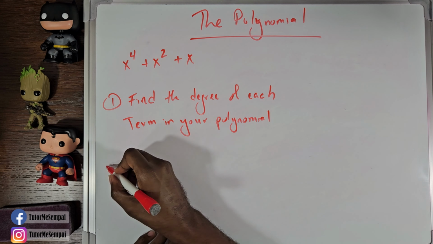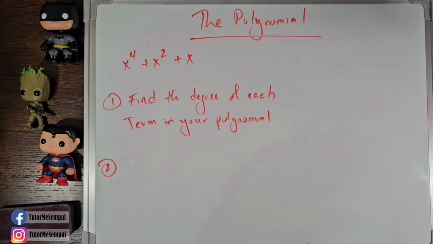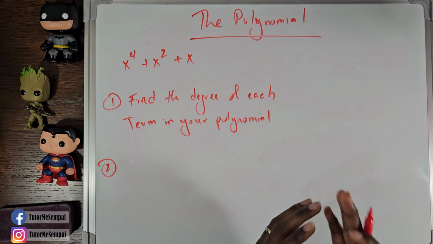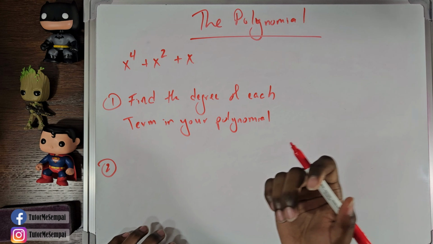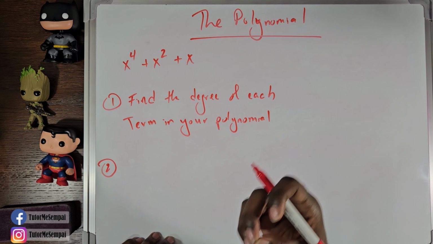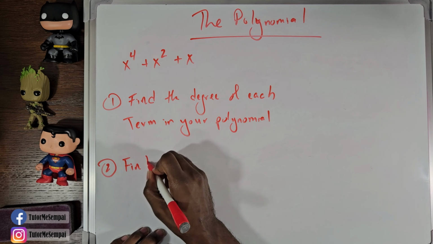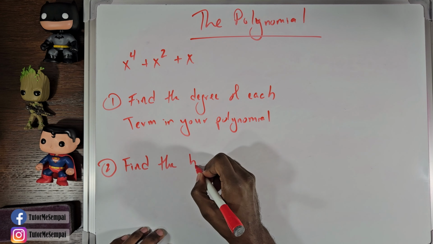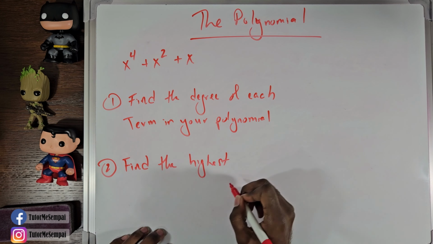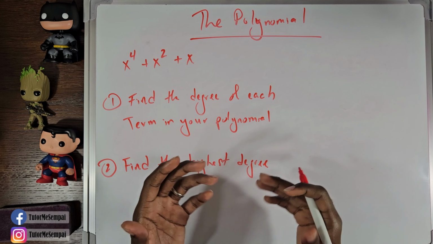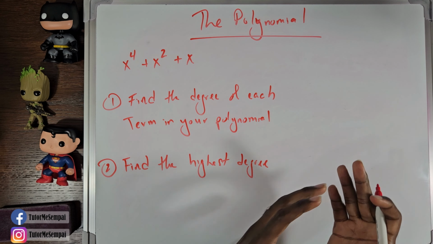That's your first step. After you find the degree of every term that you have, don't leave anyone out, every term that you have in your polynomial, you then want to find the highest degree among all of those degrees. So find the highest degree. Once you find the highest degree, you found the degree of your entire polynomial.